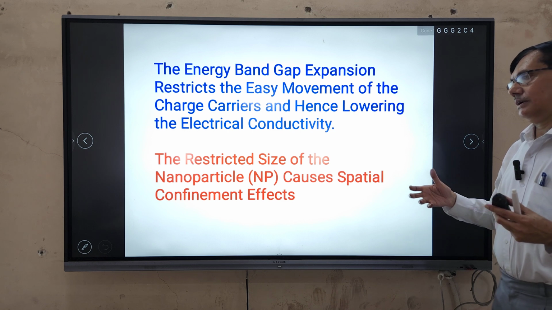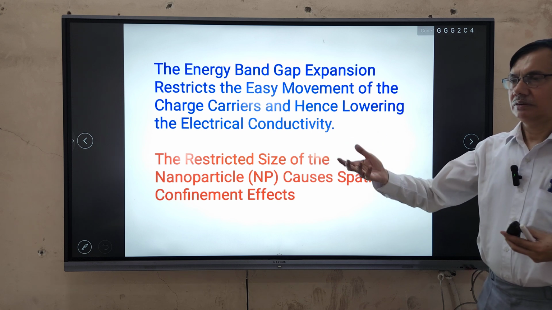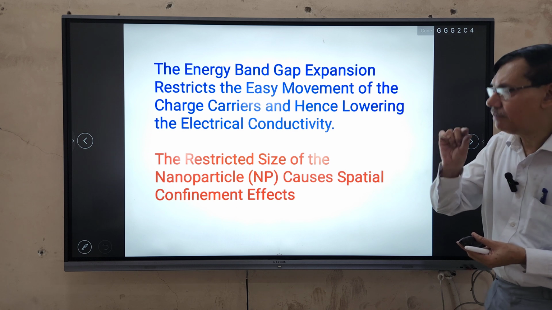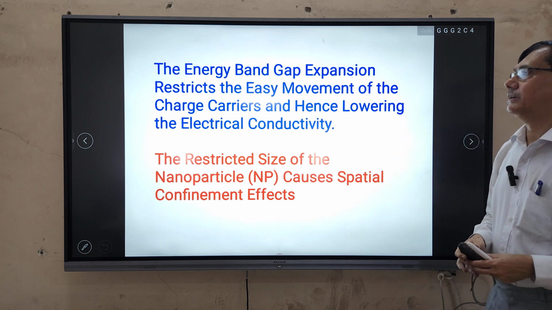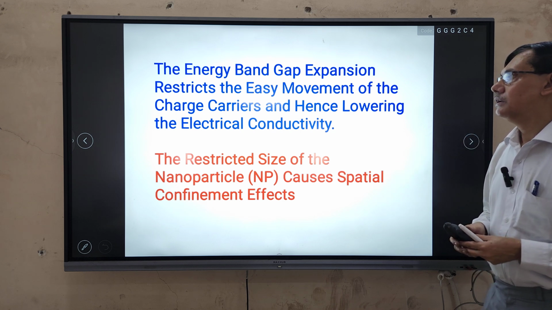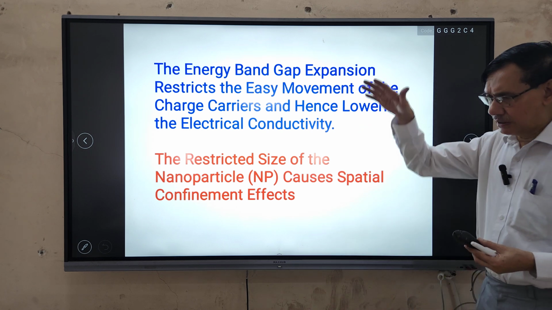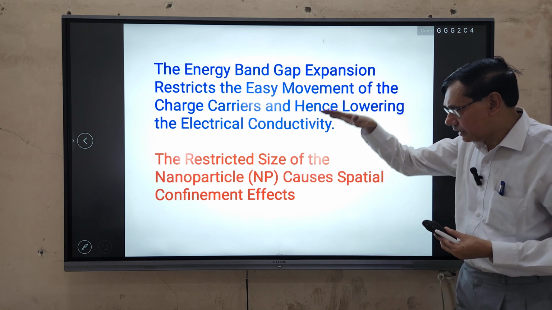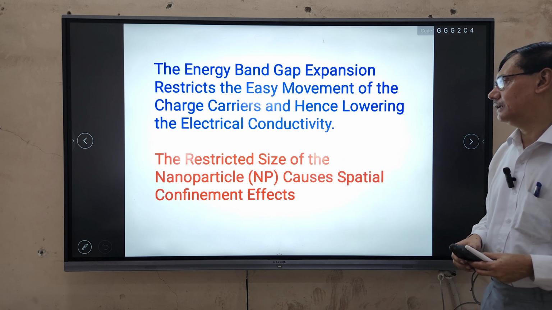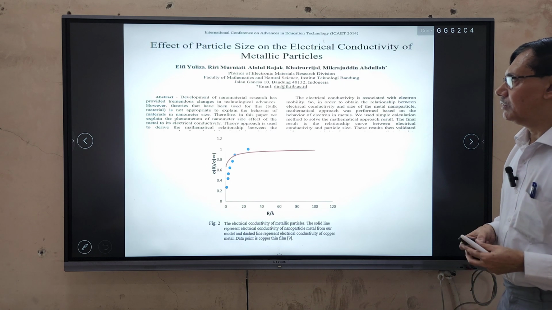Now, if I consider a bulk material, the electron can move freely, but when we decrease the size of the nanomaterial, the electron is confined in a small space. So energy band gap expansion restricts the easy movement of the charge carriers, and hence it is quite natural that when you decrease the size of the nanomaterials, the electrical conductivity is also decreased. The restricted size of the nanoparticles causes special confinement effects. Now I can give some examples.